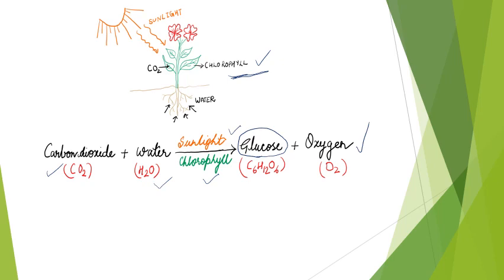So we can say that photosynthesis is the process by which green plants produce their food using carbon dioxide and water in the presence of sunlight and chlorophyll. The products formed after photosynthesis are glucose and oxygen.